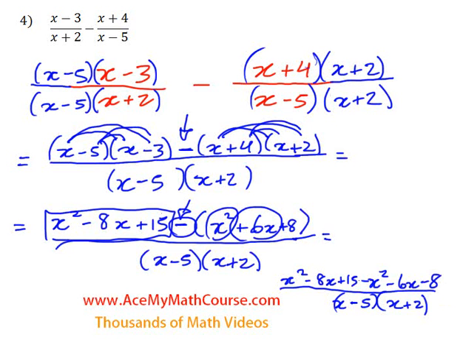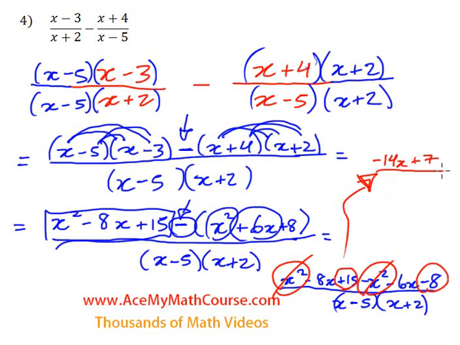So now finally I can just combine like terms. X squared minus x squared is just 0, so they cancel out. Then we have minus 8x minus 6x. So that's going to work out to be minus 14x. Negative 8x minus 6x, negative 14x. Then 15 minus 8 is just positive 7. Then all over x minus 5 times x plus 2.